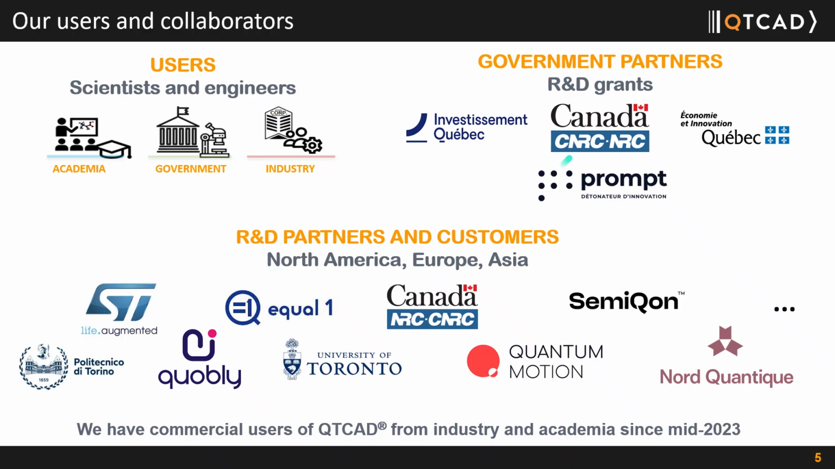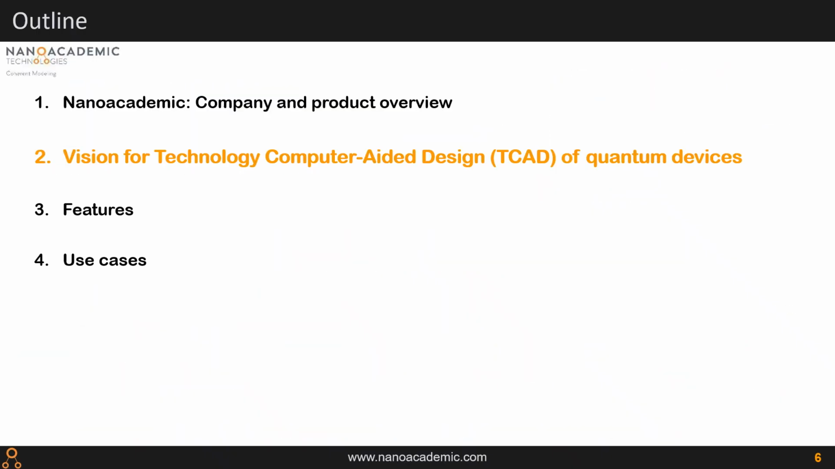This involves large corporations such as STMicroelectronics in France, quantum startups developing quantum computers such as Equal1, Quobly, Quantum Motion, Semiqon, and Nord Quantique, government labs such as NRC Ottawa, and universities such as Politecnico di Torino and University of Toronto. It's important to note that we have commercial users of QTCAD from both industry and academia since mid-2023.